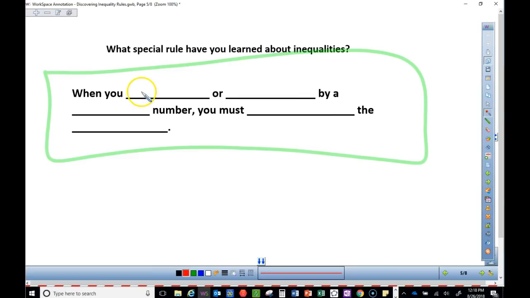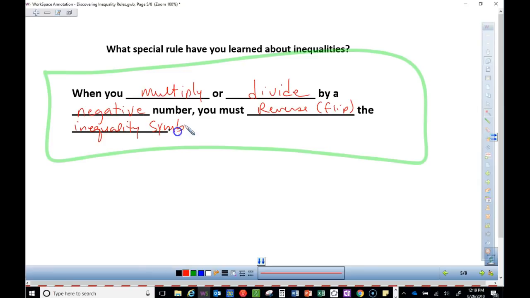When you multiply or divide by a negative number, you must reverse or flip the inequality symbol. The reason I'm not saying sign, flip the sign, is that sign technically refers to positive or negative.